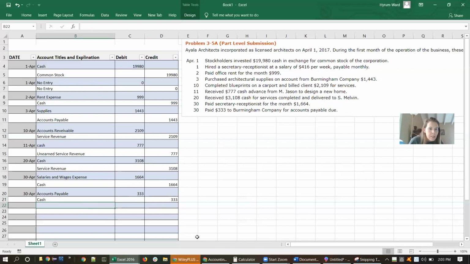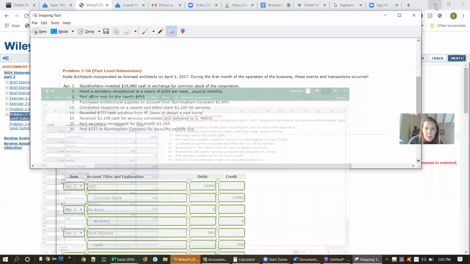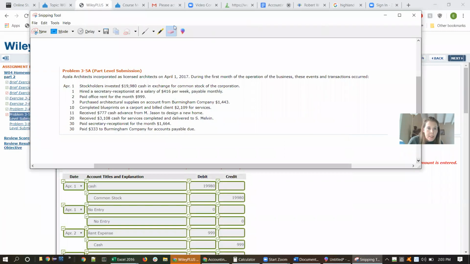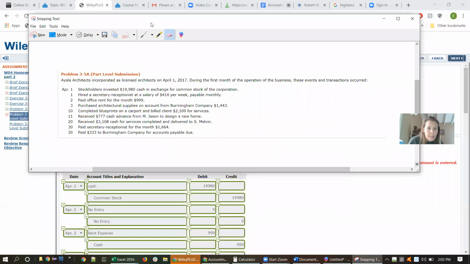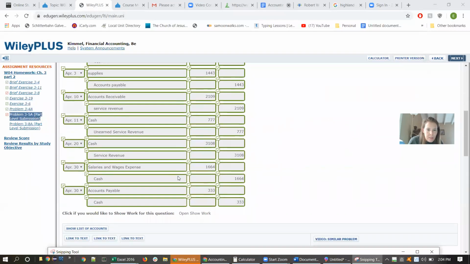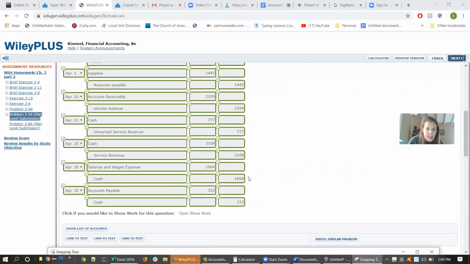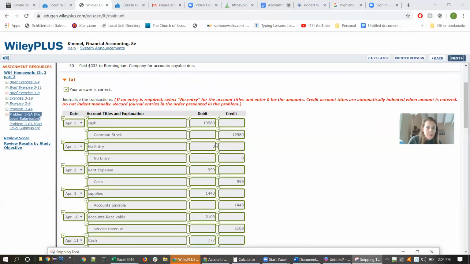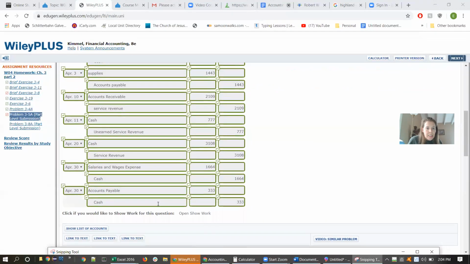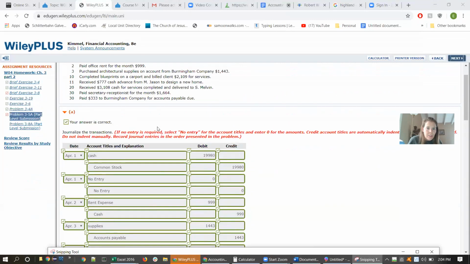So if we hit submit, it should bring it up and show that we are correct for that. And this is what I have, and I just wanted to check that one at the bottom. Yeah, so salaries and wages, we put it under debit, and then the cash we put under credit. So this is the one I submitted, and I got it back all green, showing that we got it correct.